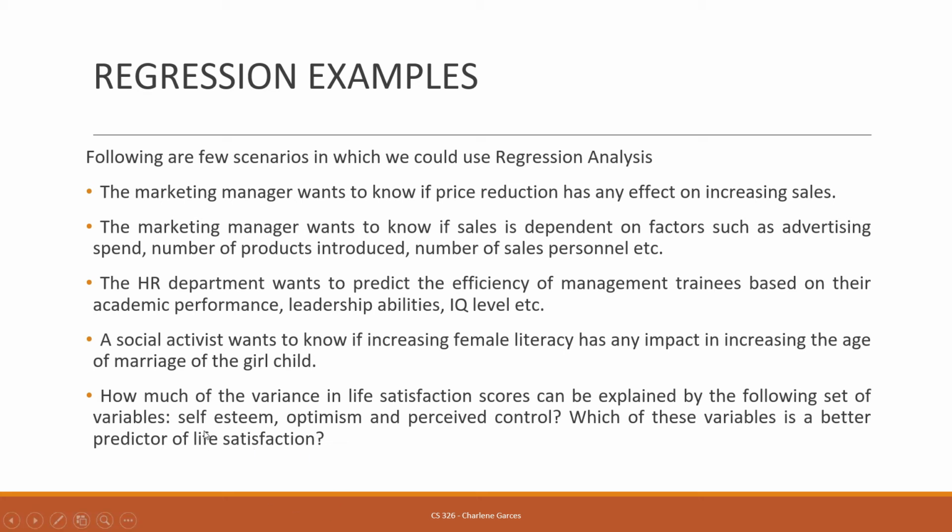And then the last one will be: how much of the variance in life satisfaction scores can be explained by the following set of variables? We have the self-esteem, the optimism, the perceived control. Which of these variables is a better predictor of life satisfaction?